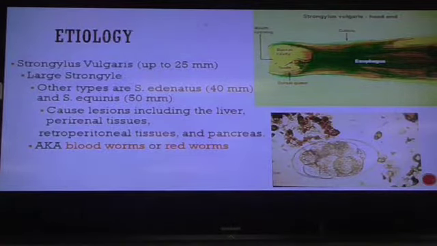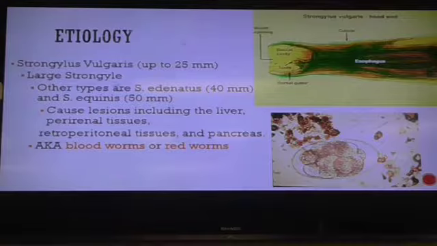Verminous arteritis is caused by a large strongyle called Strongylus vulgaris, and it's really big, up to 25 millimeters. Other types are Strongylus edentatus and Strongylus equinus, but those are basically concerned with the liver and the perirenal tissues, as well as the retroperitoneal tissues and pancreas. They're called bloodworms or redworms because of their appearance. They're red. But this is an egg of a strongyle, and this is how they look.